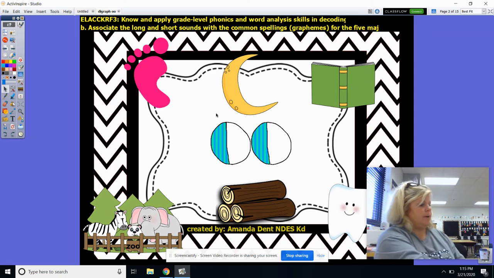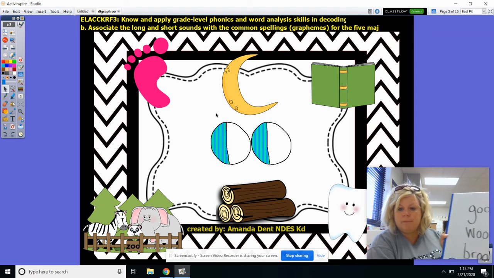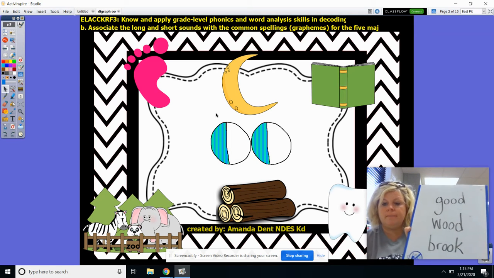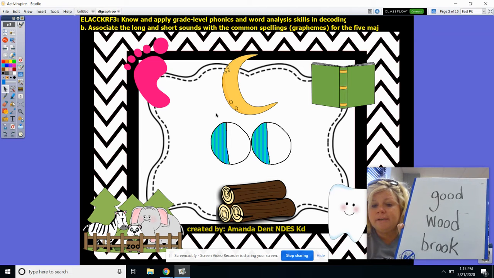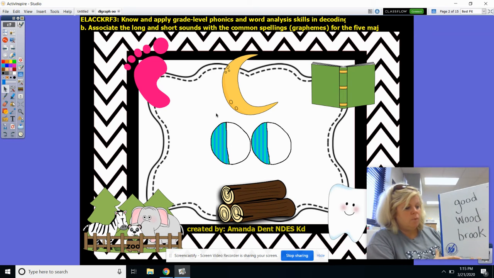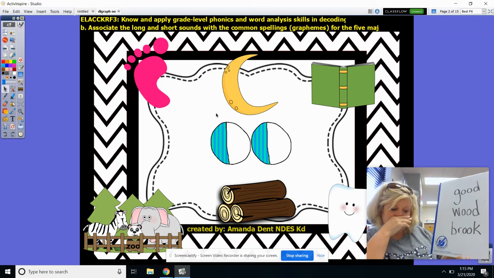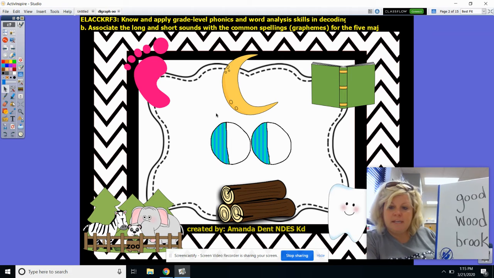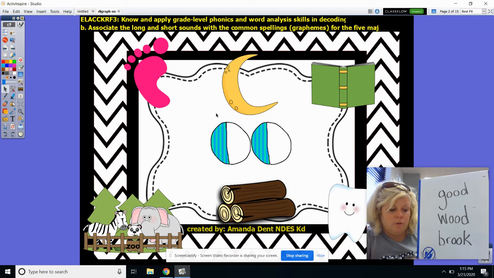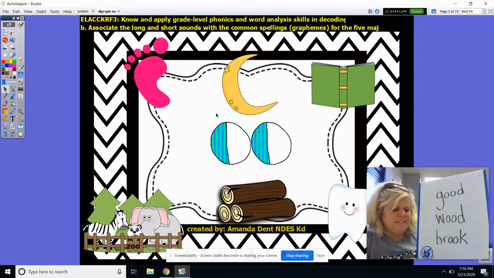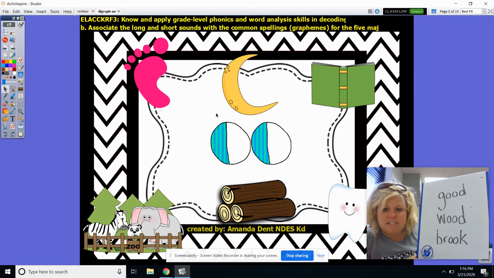Okay? So let's look right here. I have three words written on my board. I have good, I have wood, and I have brook. Good, wood, brook. When you look at these words, what two letters do you see that might make the sound? Good. Wood. Good. Brook. Okay? What sound do you hear in the middle position?